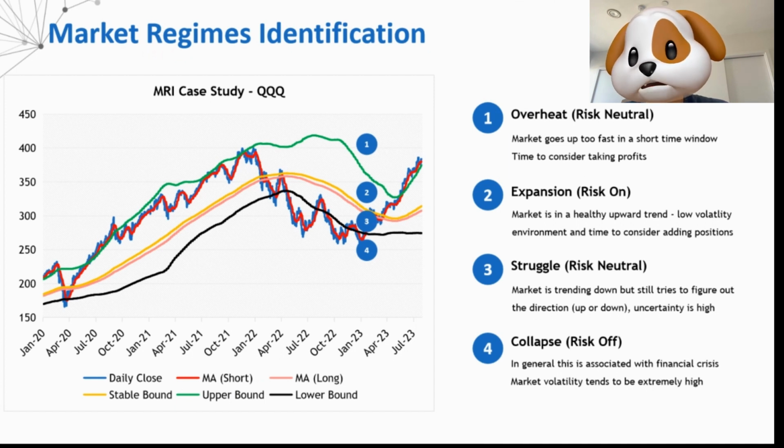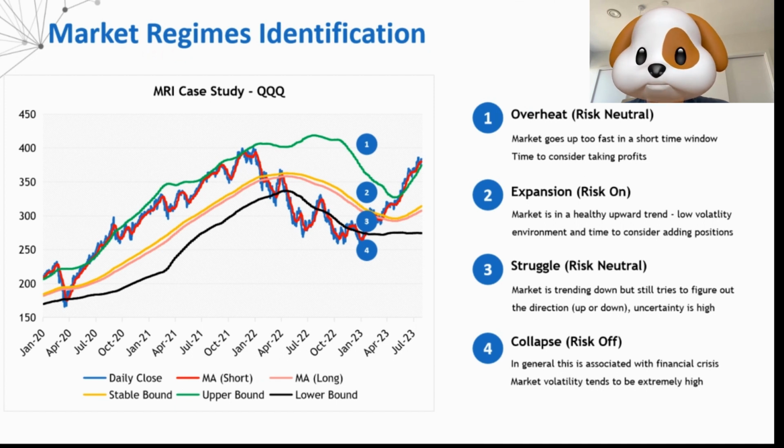Regime 1, overheat. This is when the market goes up rapidly in a very short time period, and in general, this is a sign of market overshoot. Ideally, you want to take some profit here. Regime 2, the expansion. This is when the market is in a healthy uptrend. The market goes up in a benign mode, and market volatility tends to be the lowest under this regime. So you can consider adding on risks, like adding positions or even taking some small leverage.